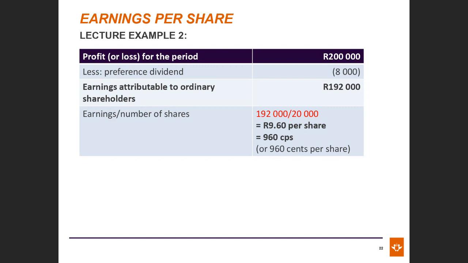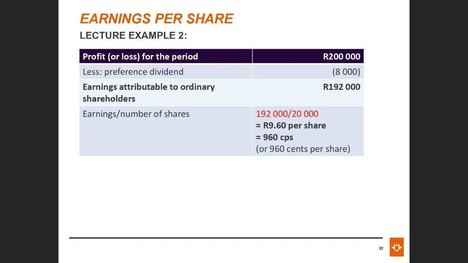dividend. And the reason we are deducting it is that it was declared, okay? So even though the preference shares are non-cumulative, because it was declared during the year, we can subtract the 8,000 Rand. So that is going to then give us earnings attributable to ordinary shareholders of 192,000. So this is the earnings attributable to ordinary shareholders because we have subtracted the preference dividend.